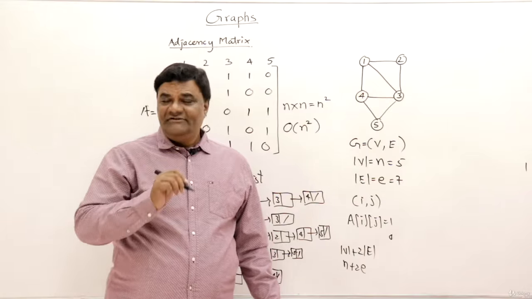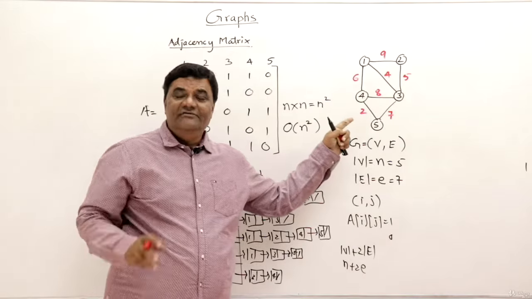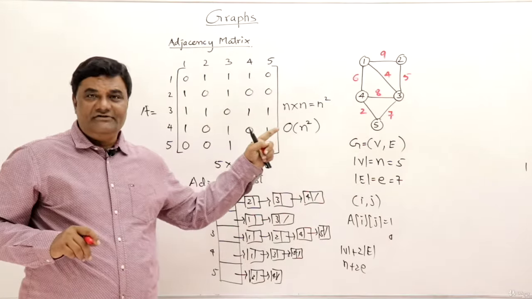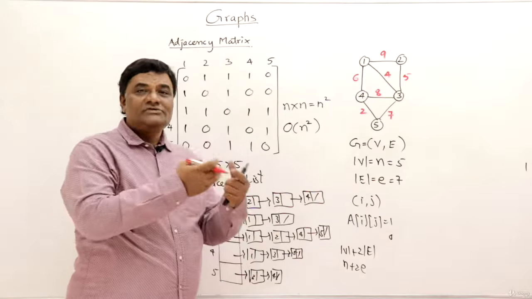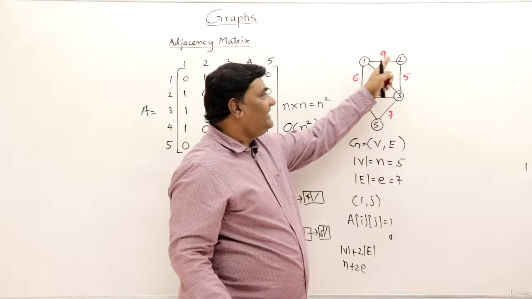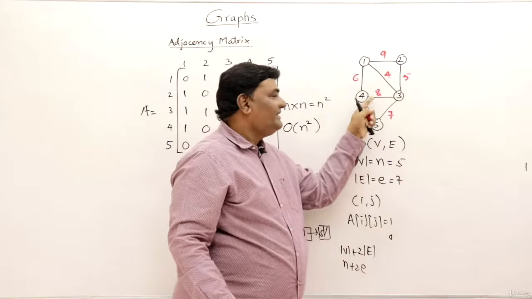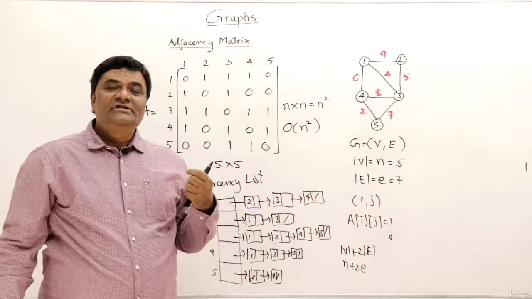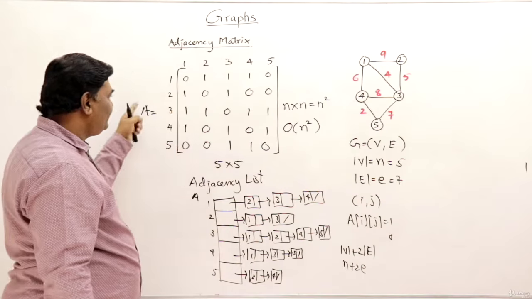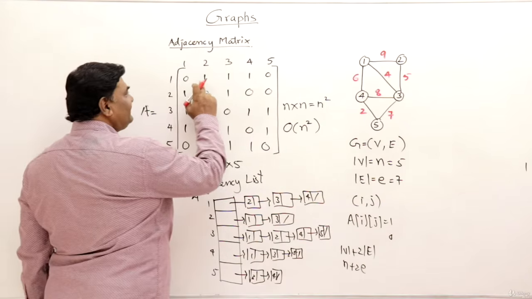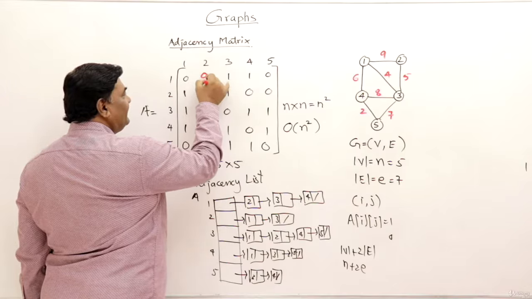Now next, one more thing I will show you, that is the weighted graph. See here, I have given weights to the edges of a graph. If weights are given, then we want to store those weights also. Means the cost of this edge is 9, the cost of this edge is 6, and the cost of this edge is 8. So how to store that? In the adjacency matrix, instead of marking this edge as 1, we can mark it with a weight, that is 9.